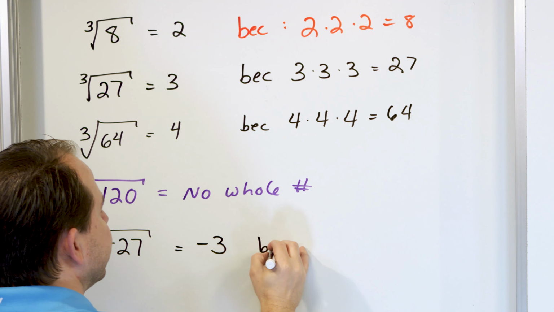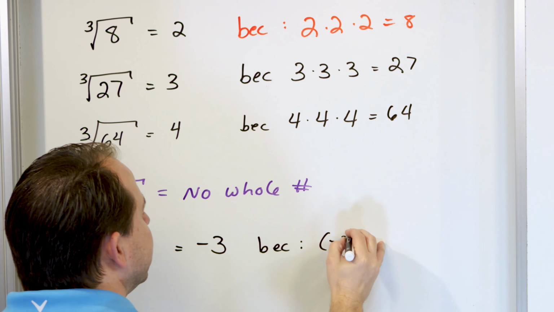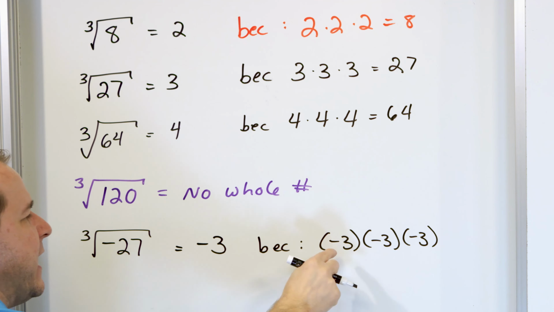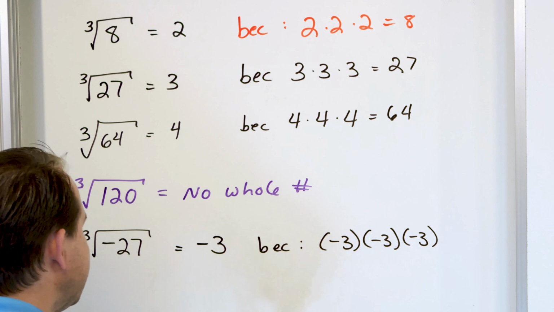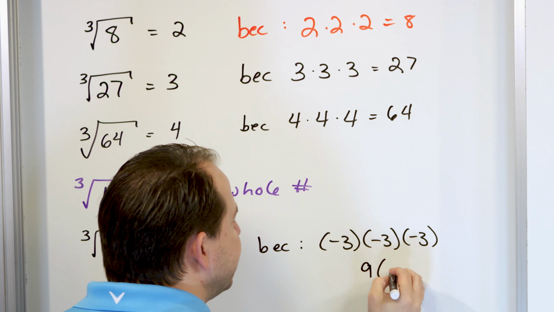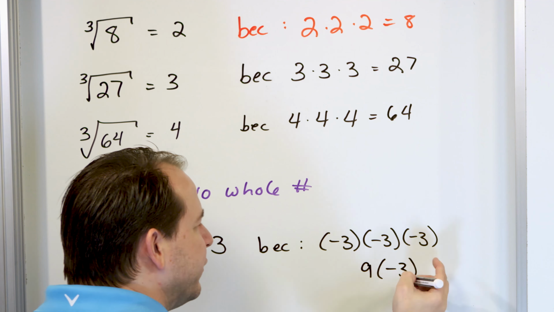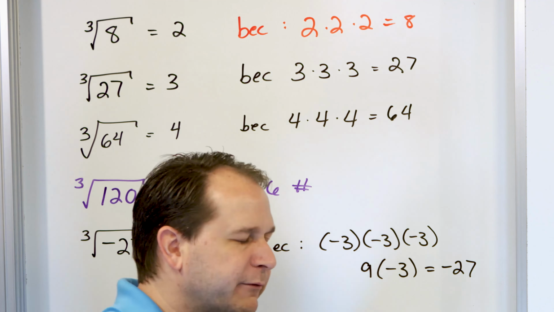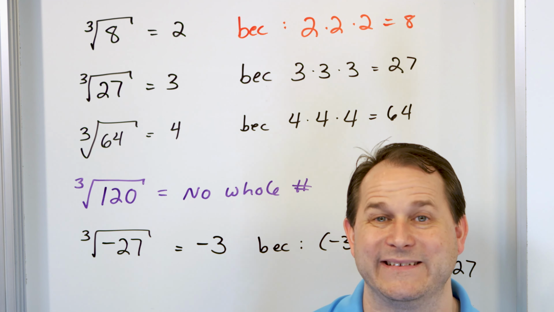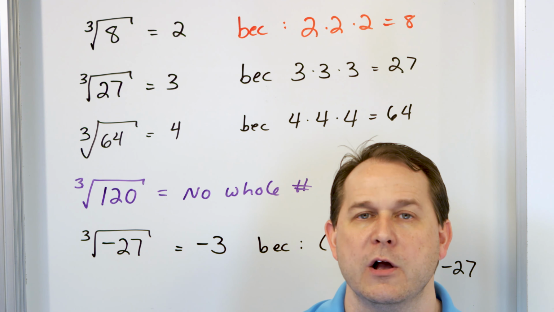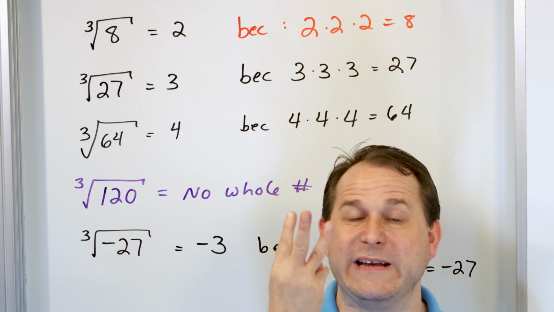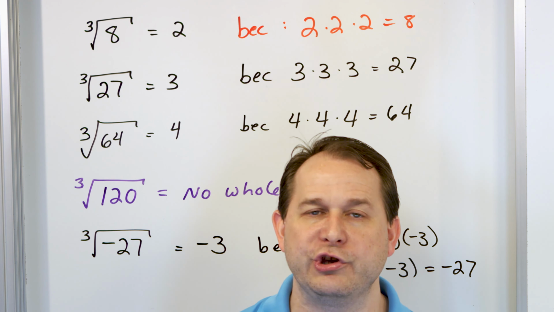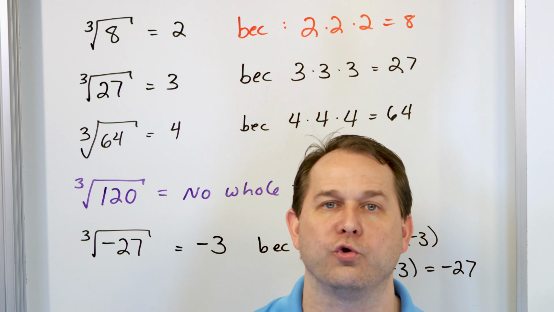Why? Because negative 3 times itself again, you see what's happening to the sign. Negative 3 times negative 3 is positive 9, but you still have times negative 3, which makes it negative 27. So the only reason we couldn't do it for square roots is because there's no way to multiply something by itself and get a negative number. But when you're multiplying something by itself 3 times, the sign can flip-flop and you can get a negative number. So cube roots of negative numbers are real.